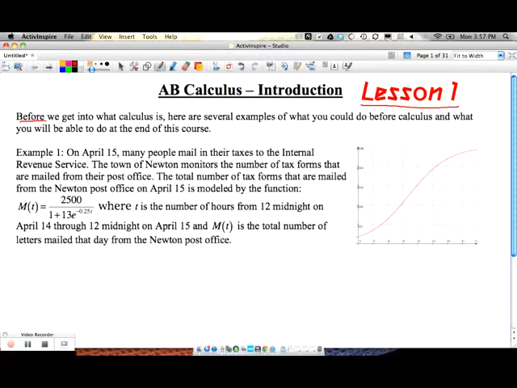So I'm going to read it out loud as you guys read along here. It says, before we get into what calculus is, here are several examples of what you could do before calculus and then what you're going to be able to do at the end of calculus. So the first one here.